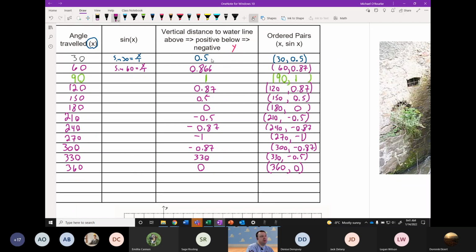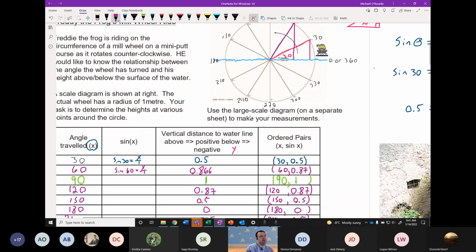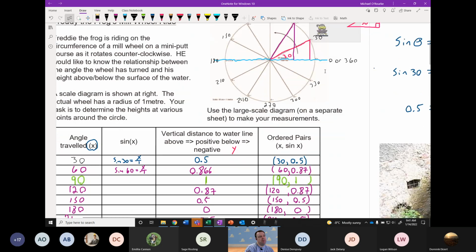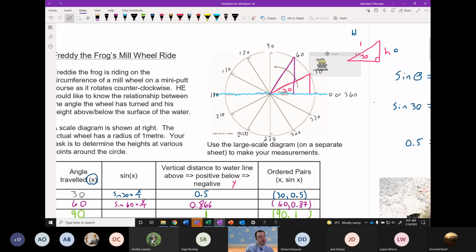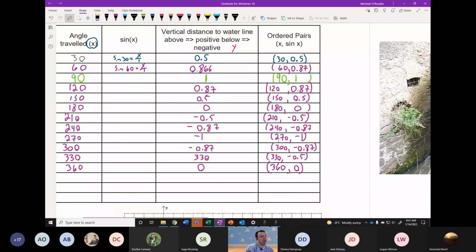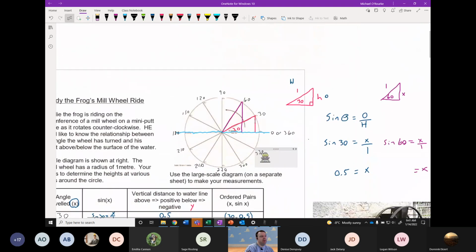Now, one thing you noticed was there's a pattern here that kind of repeats itself, right? And it kind of makes sense because if you look at our Freddy the Frog here, or if we call it Brooke the Frog, when it's at 30 degrees, we're at 0.5. And 30 degrees is the exact same difference, but the opposite, at 330. And at 330, we're at negative 0.5. Does that make sense to everyone?